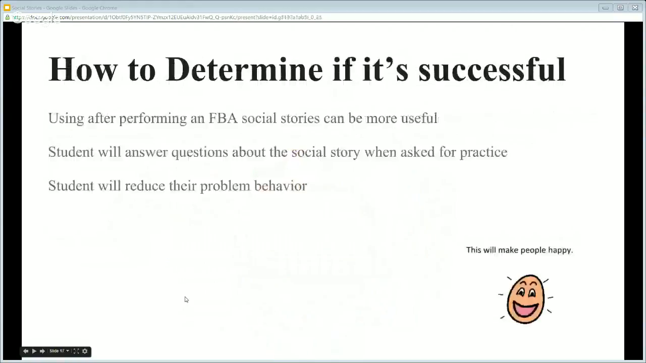So that was an example of the social story. So how do we determine if a social story is successful? Well, as I said before, we want to make sure that we are using it after performing a functional behavior analysis or assessment so that the social story is more useful to the individual because we're using the function of their behavior. We can test to see if they're understanding the social story by asking them questions, either filling in the blank or verbally when they're practicing the social story. And when they give you the correct answer, you know that they're understanding the social story. Overall, we know that social stories are effective when they reduce their problem behavior.